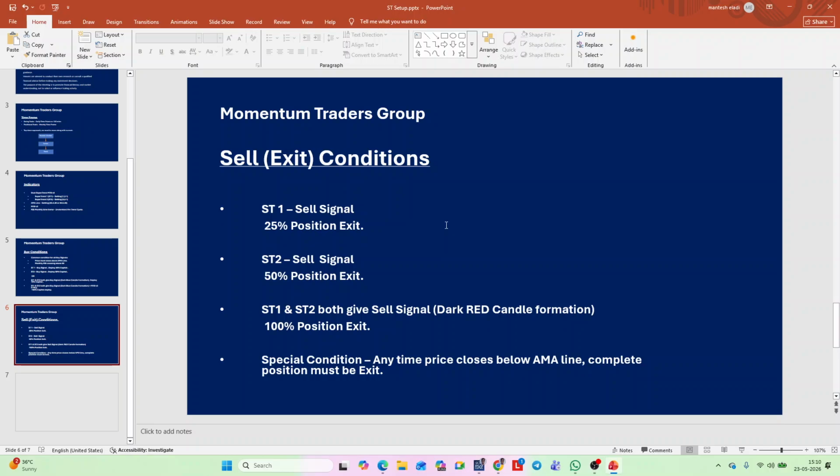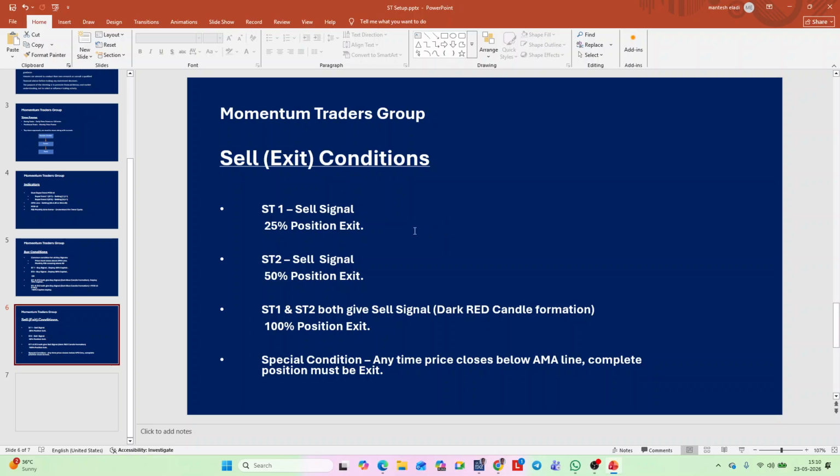The third criteria is basically that on any given day, if Super Trend 1 and Super Trend 2 both give you a sell signal on the same day, and second, the price closes below the AMA line, then you can straightaway close your entire position on the same day itself. No need for tranches or anything. You can close the entire position and book the profit.